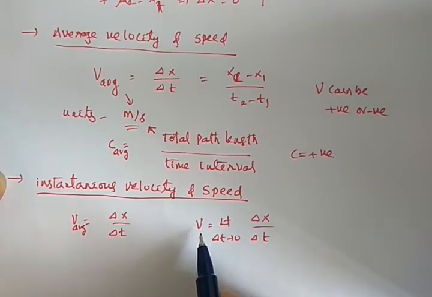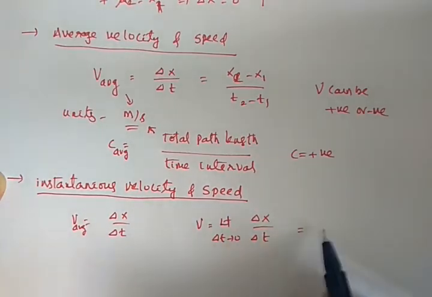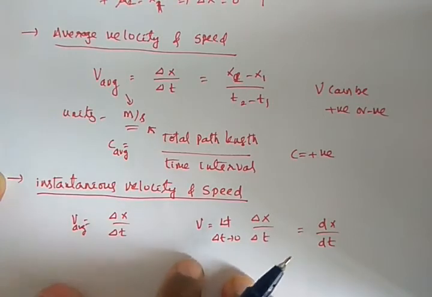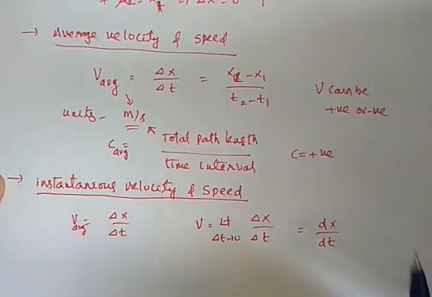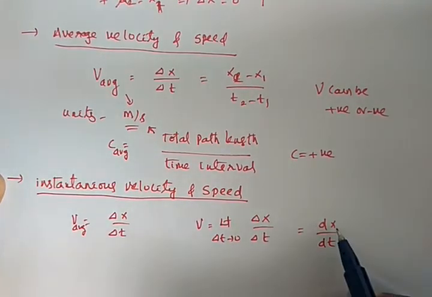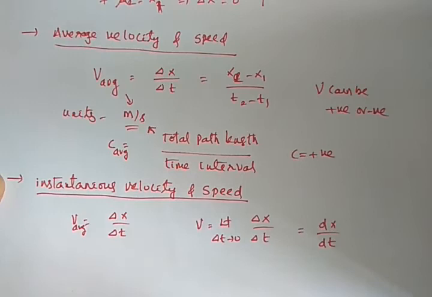When the time interval is very small, you will get instantaneous velocity, and in the language of calculus, the same thing can be written as dx by dt. So this is the rate of change of position with respect to time. And instantaneous speed is simply the magnitude of this velocity.